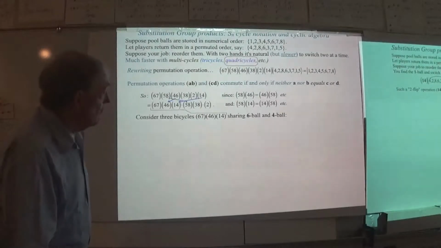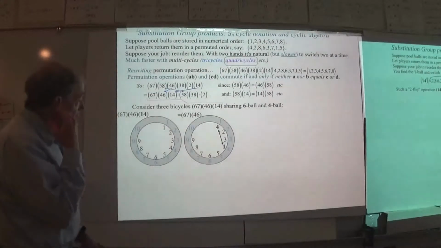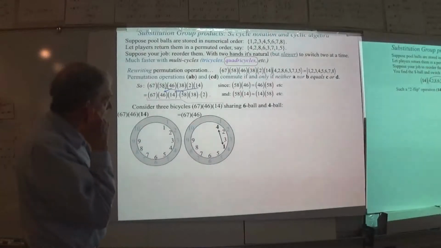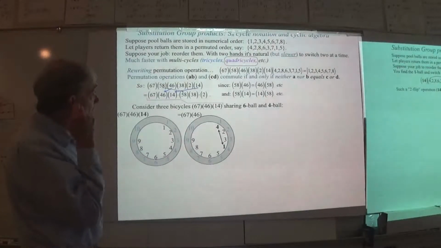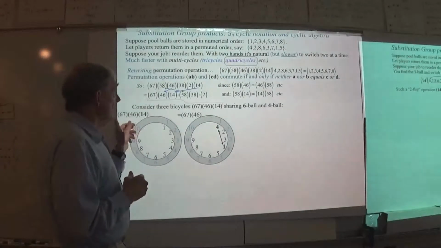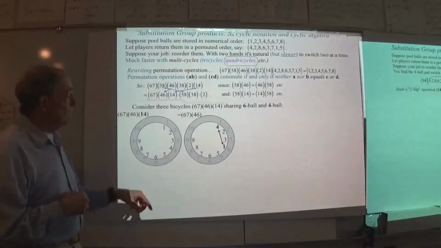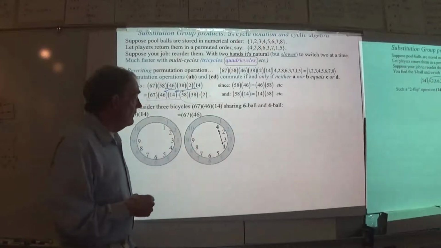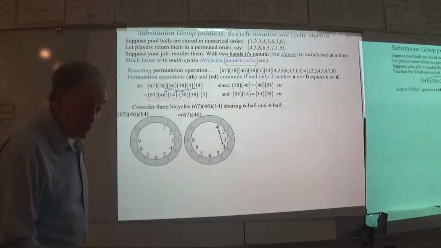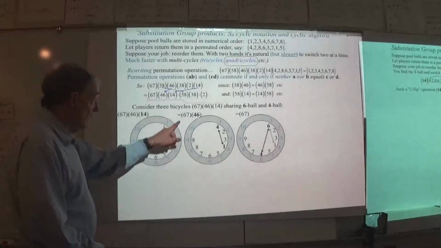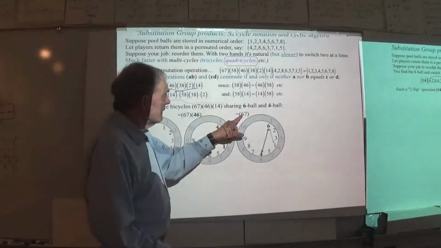So we're going to consider 3 bicycles, and start off with the thing all in order here, and we're going to do the permutation that goes with the tricycle. So the first thing is to flip the 1 and the 4. There they are. They're the only 2 that are out of order right now. And then we're going to flip the 6 and the 7. Okay?